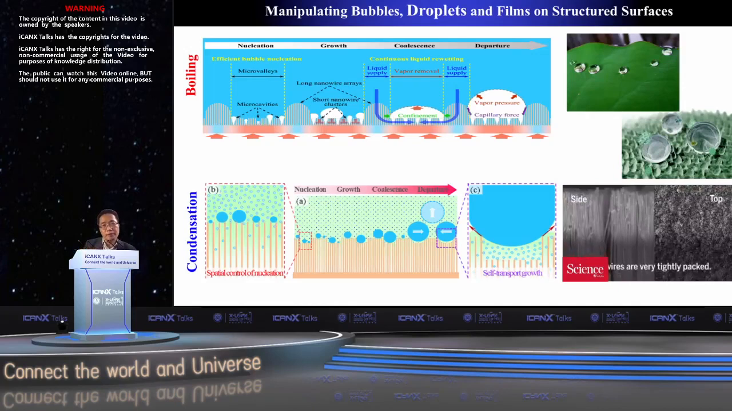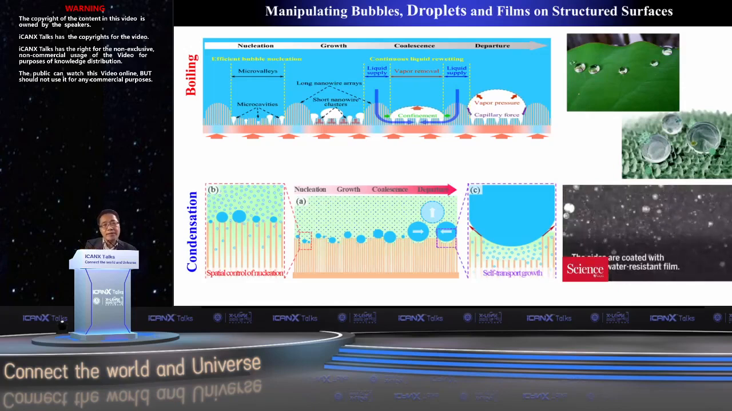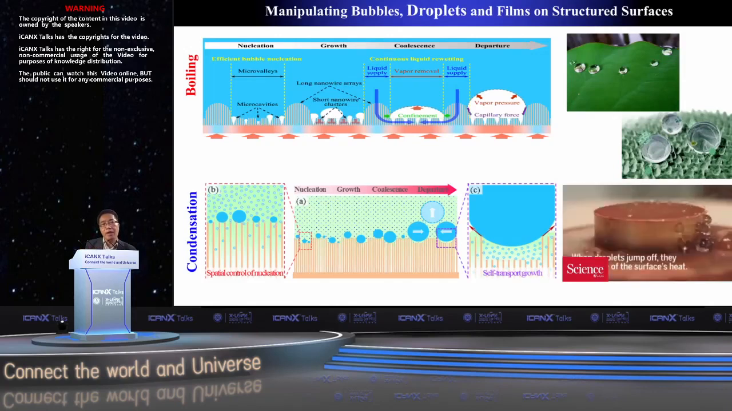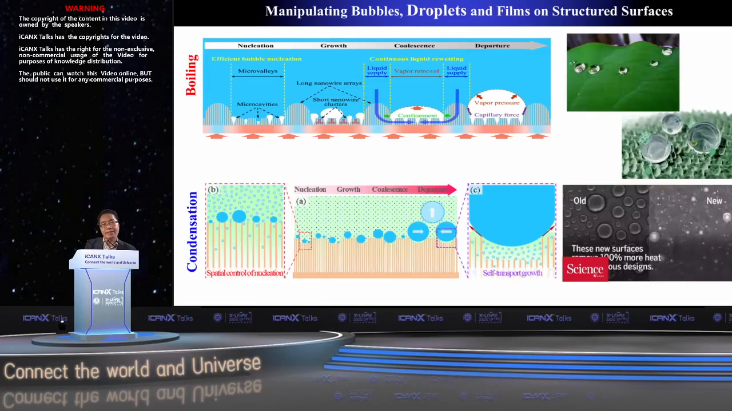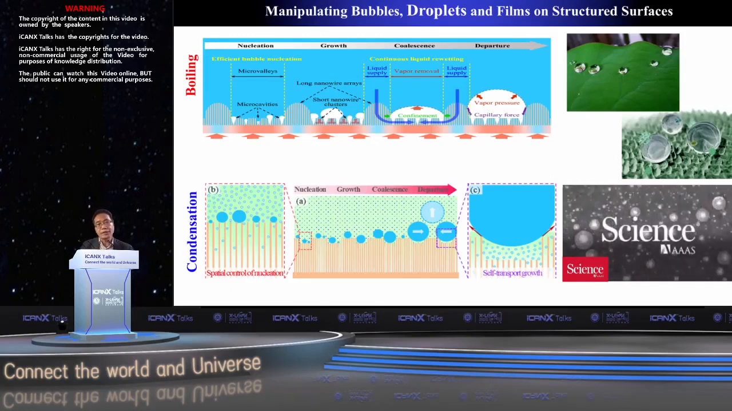And what we do is make the so-called structured surfaces. Essentially, we try to understand and manipulate how the bubbles, droplets, and films behave on top of a solid surface. And those solid surfaces are micro or nanostructured because they have a size very similar to the vapor bubbles or the droplets. And we can manipulate them to make them move faster or slower so that we can enhance the phase change heat transfer processes. So these are the fundamental parts. And if we understand these fundamental parts, we can make the surfaces.